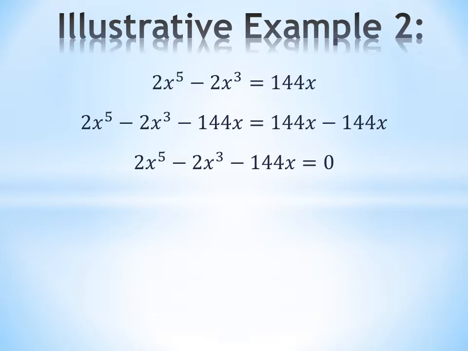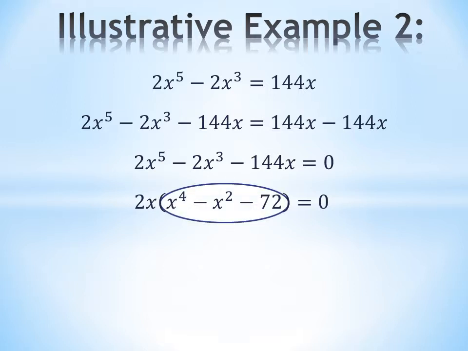Since our equation is now in its standard form, we can now use our knowledge of factoring in order to find the solutions of our polynomial equation. Factoring out 2x, which is the common factor, we now have the equation 2x times x to the power of 4 minus x squared minus 72 equals 0.